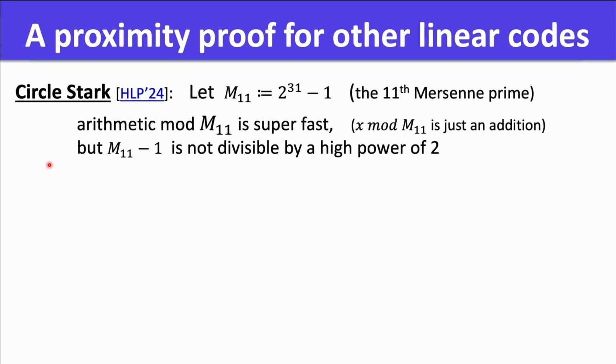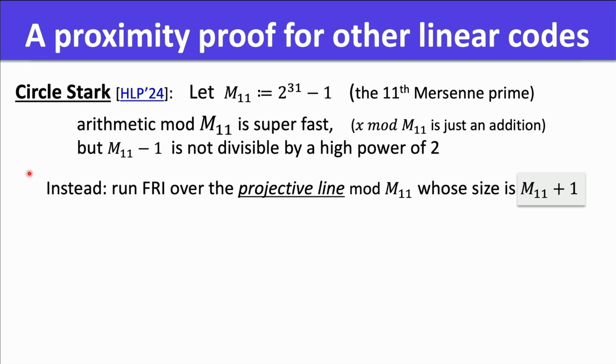But if you think about it for 1 second, you realize M11 minus 1 is not divisible by a high power of 2, but M11 plus 1 is divisible by a high power of 2 because that's just 2 to the 31. So the question is, is there some way to run FRI using M11 plus 1 instead of M11 minus 1? And it turns out that's exactly the Circle SNARK method.